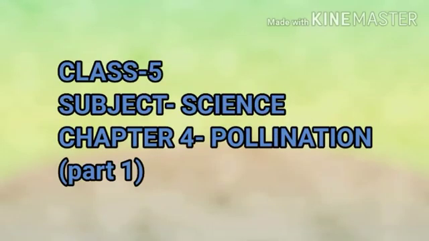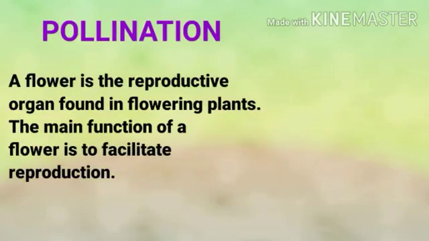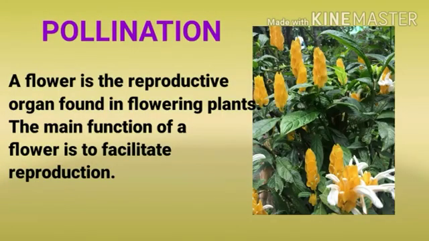Today we are going to start a new chapter, that is chapter number 4, Pollination, from your science book. A flower is the reproductive organ found in flowering plants. The main function of a flower is to facilitate reproduction.